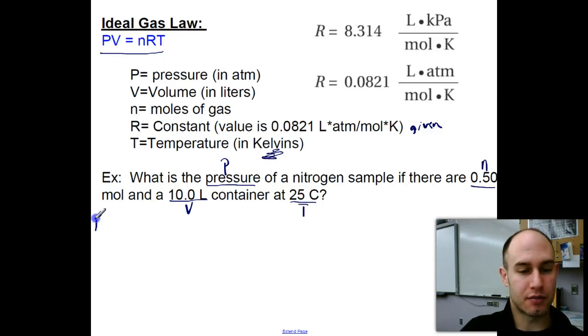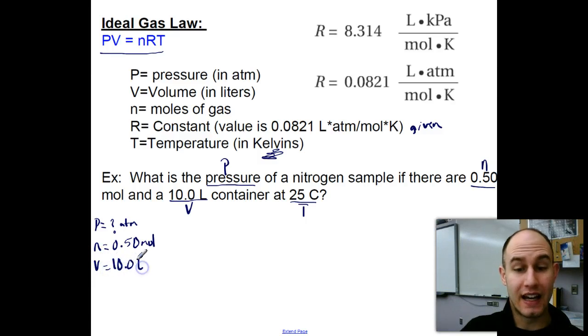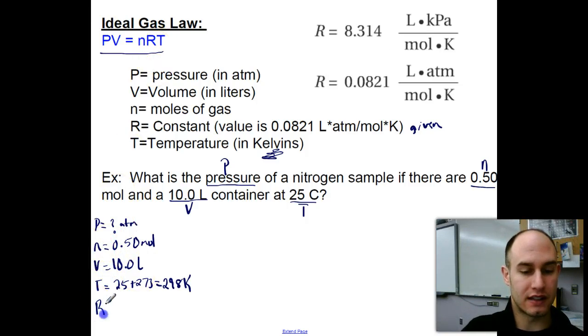So over here I'm going to just list my variables. Pressure is again unknown, and it's going to be measured in atmospheres. My next variable I was given here in the problem is n, which is 0.50 moles. I have a volume of 10 liters, and my temperature is 25 plus 273 because I have to get it to Kelvin, and that is of course 298 K for Kelvin. My equation I want to use is PV equals nRT. Again, R is also given because that's a constant.